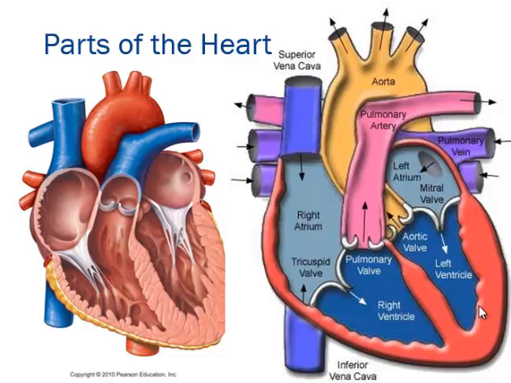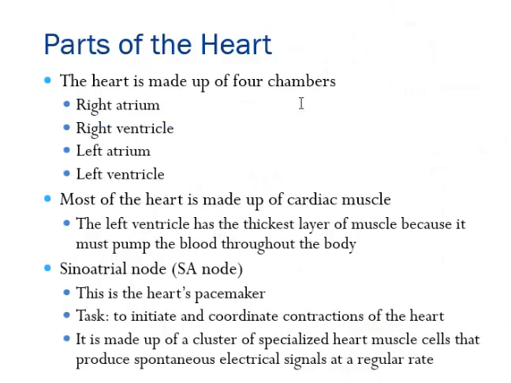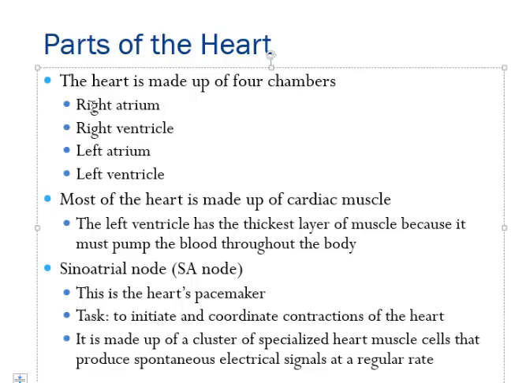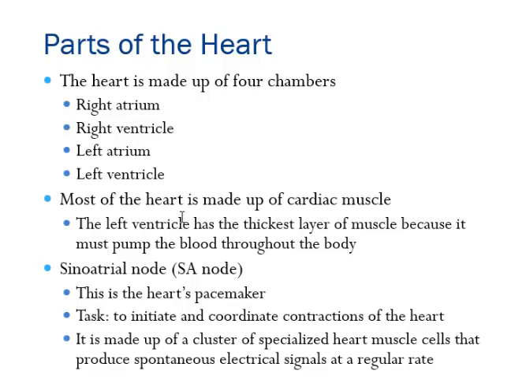Notice the left ventricle has to be the strongest part of the heart because it's going to pump the blood all the way throughout the body, whereas the right ventricle is only going to pump it the relatively short distance to the lungs. Okay, so let's look at the parts of the heart. It's made of four chambers, as we discussed: the right atrium, right ventricle, left atrium, and left ventricle. And most of the heart is muscle, very strong muscle, because it's got to pump all that blood throughout the body. The left ventricle has the thickest layer of muscle because it has to pump the blood throughout the body, as opposed to the right ventricle, which only has to pump blood to the lungs, a relatively short distance away.